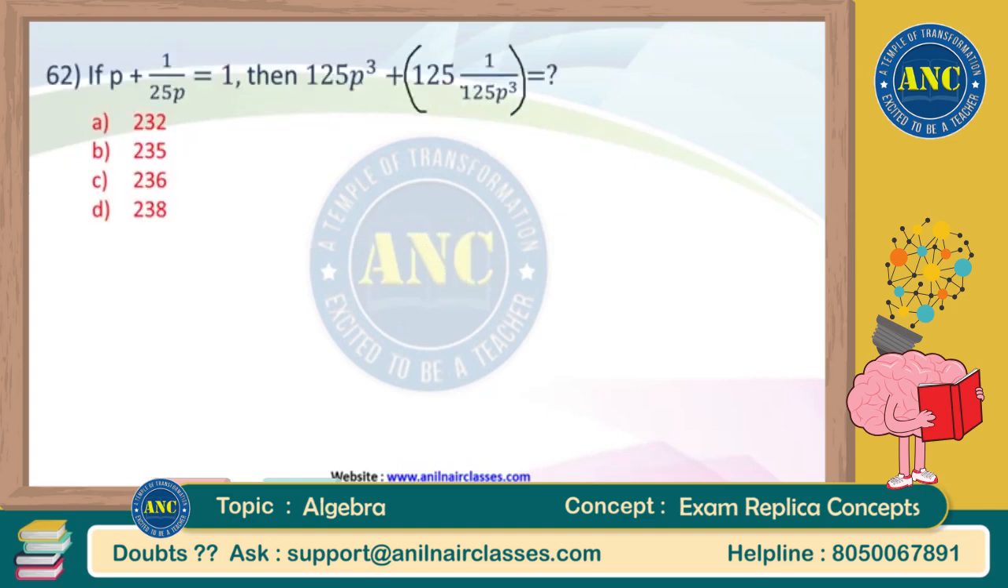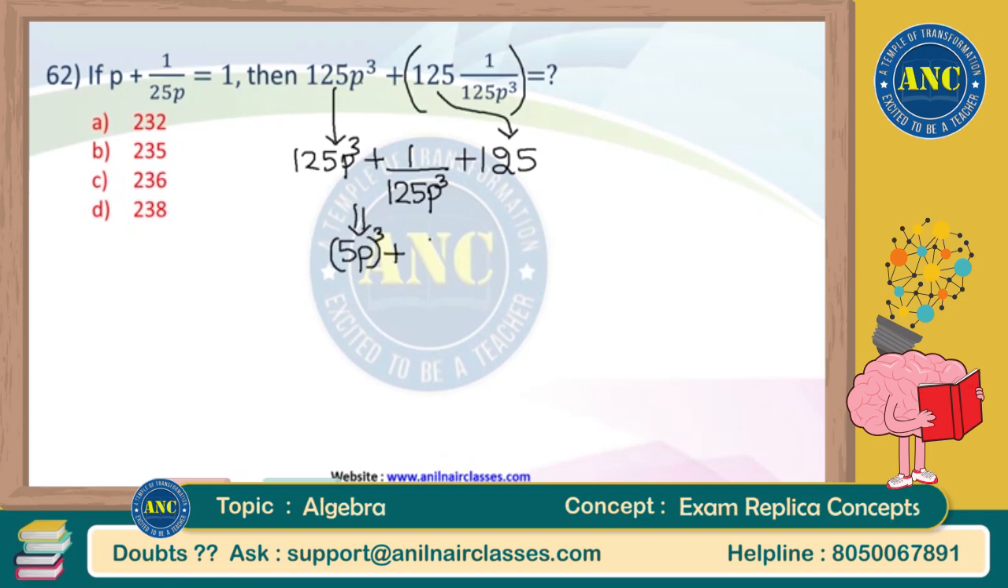Similarly, here also I have 125 1 by 125p cube. This can be written as 125 plus 1 by 125p cube. I hope you are understanding. This 125p cube, I will write it as it is. That means this question reduces to 125p cube is 5p whole cube plus 1 by 125p cube is 1 by 5p whole cube. For this term I am just adding that 125 extra according to the question.